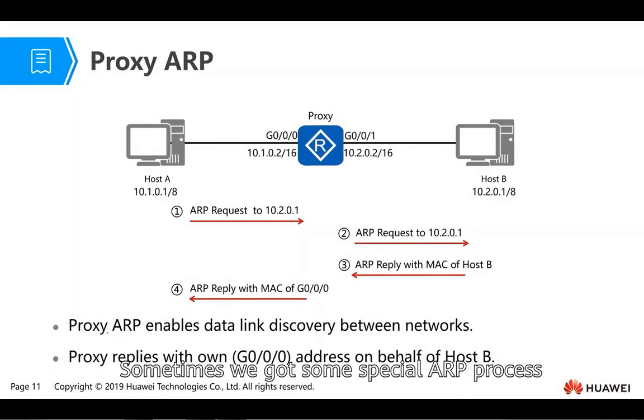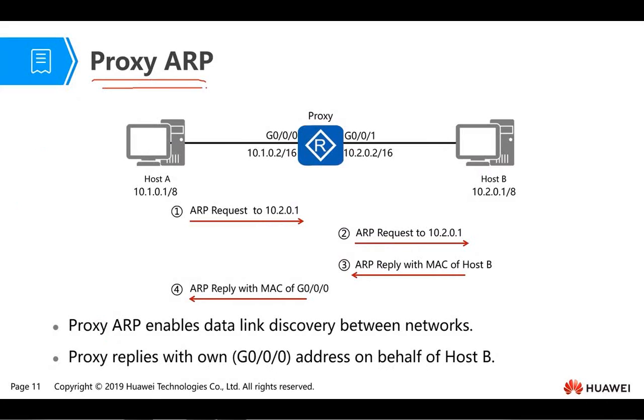Sometimes we have some special ARP processes. There are two special ARP processes we discussed. First is the proxy ARP. As we know, the ARP request is sent by broadcast. The broadcast only exists inside one LAN, that is, it only exists in a layer 2 network.